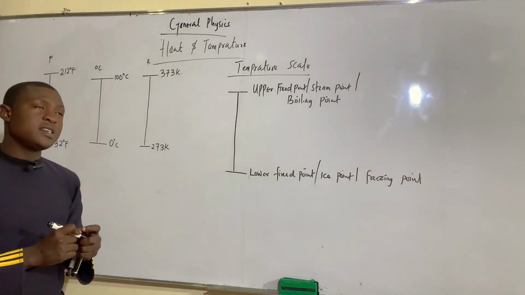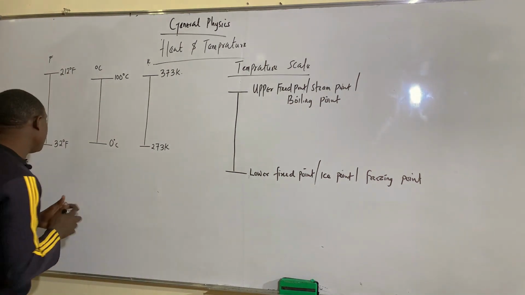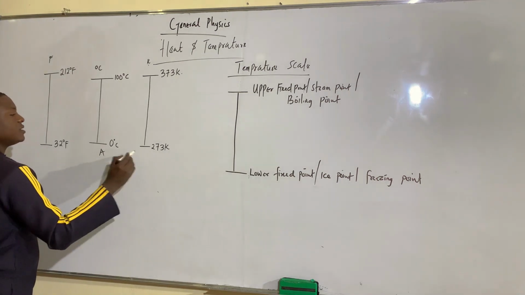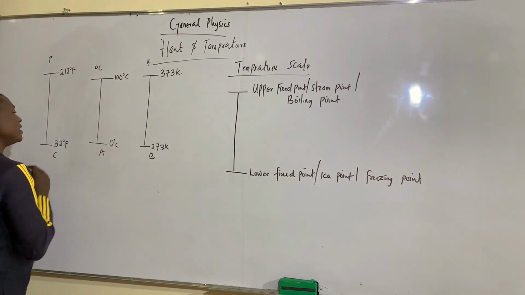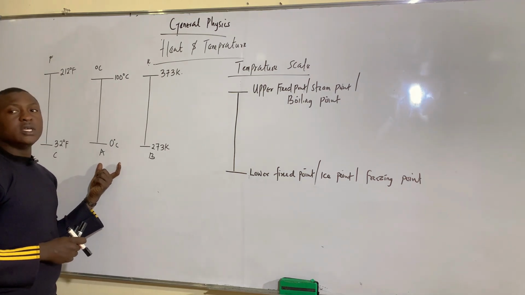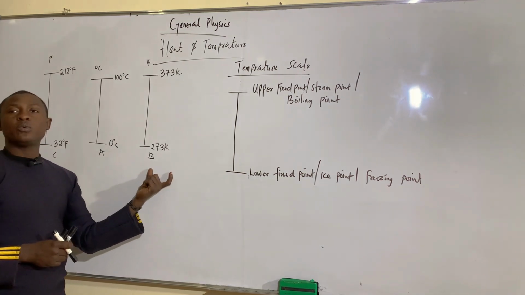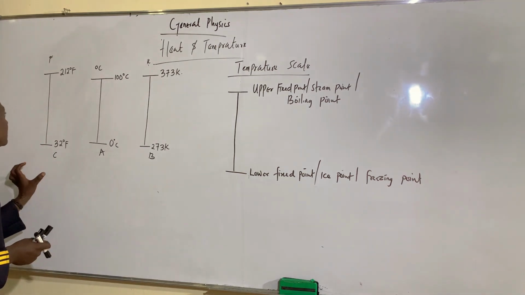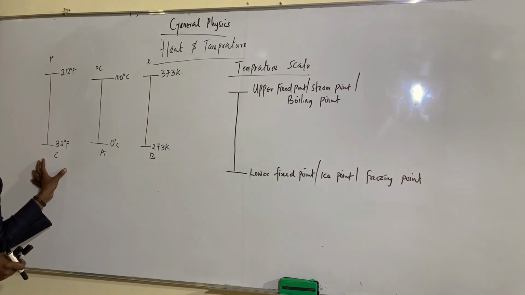So if the scale is in Celsius, we apply the first. Let's say this is A, this is B, and this is C. If the problem is in the form of Celsius, then we apply this scale. If it is a Kelvin scale, we apply the second one. If it is a Fahrenheit scale, then we apply the third one.